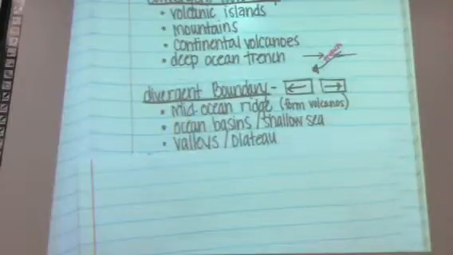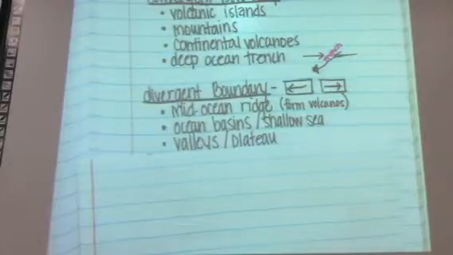And most times when you have divergent boundaries, where are they located? 90% of divergent boundaries happen where? In the ocean. Where is the one place that it is found on land? San Andreas. No, San Andreas is a fault. That is not a divergent boundary. California is not divergent.